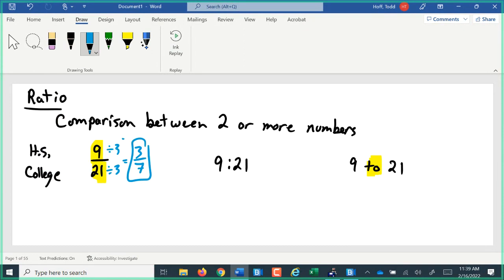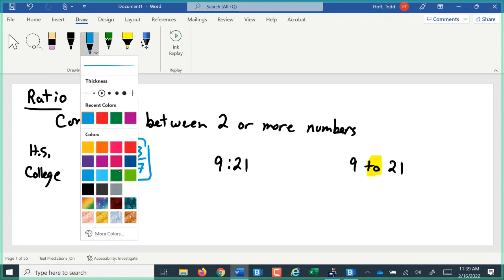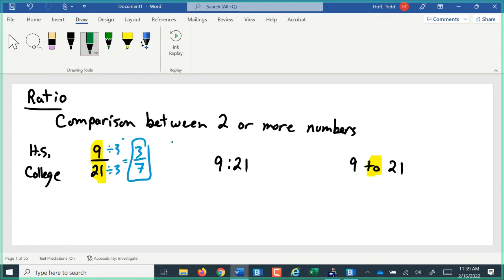Now, that doesn't mean we can't reduce it in our other forms. We absolutely can do that. It's just we're used to doing that reduction as a fraction. In this form here, we would have done the reduction just like that. 9 divided by 3 is 3. 21 divided by 3 is 7. And we've reduced it. It's the same amount of work. It's just as easy. It's just not a process that we're used to seeing or doing.